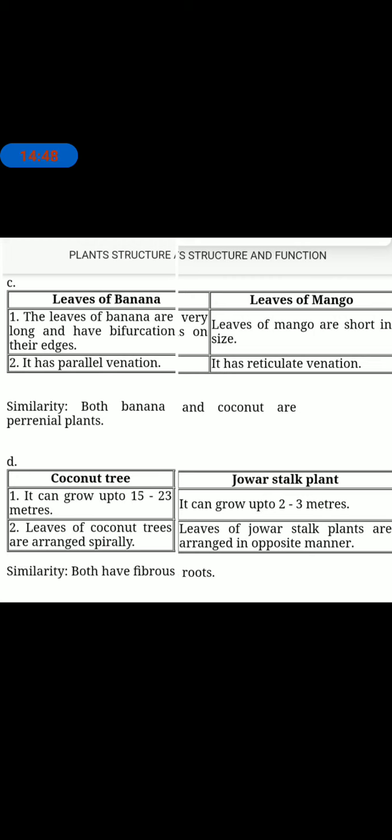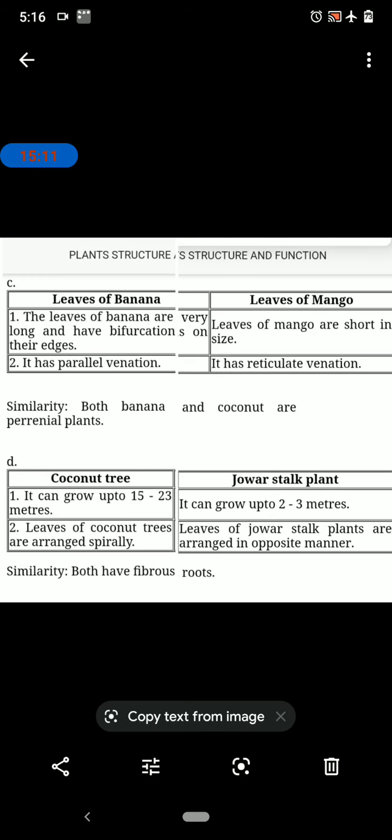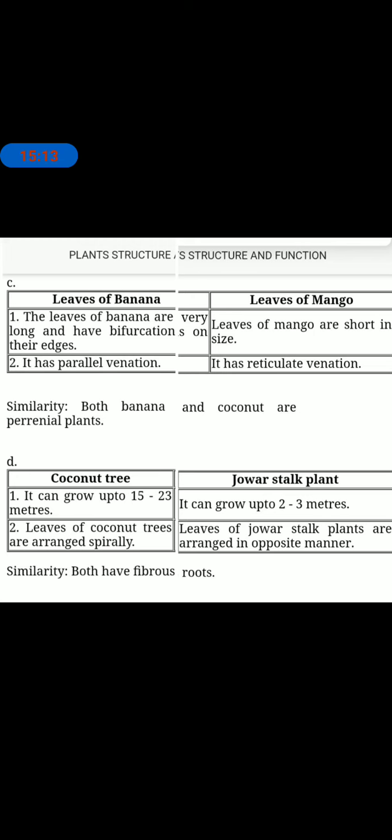Also you can write one more difference: the coconut plant is perennial, meaning its life is long as compared to the jawar stalk. The jawar plant dies soon after the crop is grown. Once the crop is grown, it will be removed. So the similarity among these is that both have fibrous roots. That means they are monocotyledonous plants.